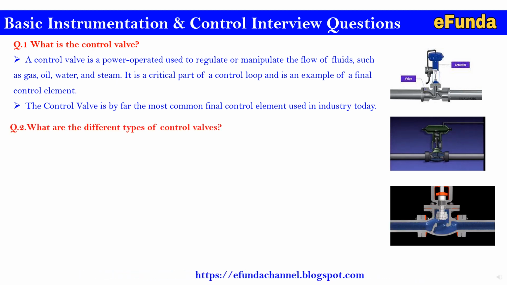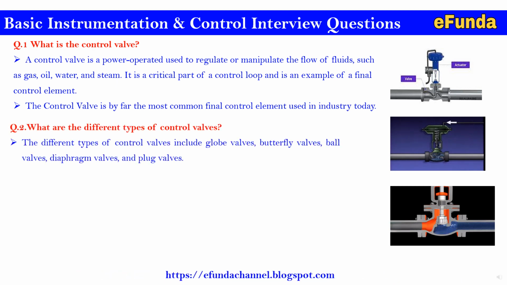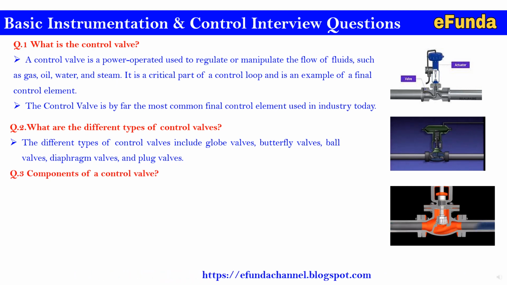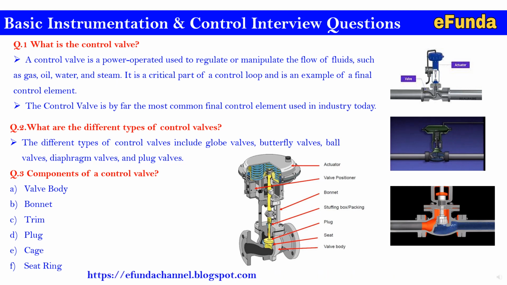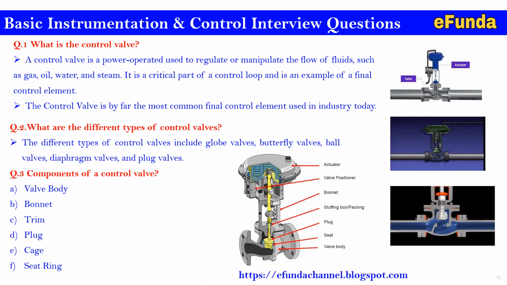Second question, what are the different types of control valves? The different types of control valves include globe valves, butterfly valves, ball valves, diaphragm valves and plug valves. Similarly, the third question, components of the control valve. One can refer to the picture where one can see the various parts. Valve body, bonnet, trim, plug, cage, and seat ring are different components used in the control valve, and those one can correlate with the given picture.